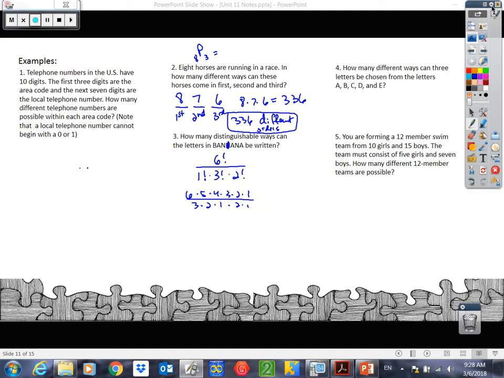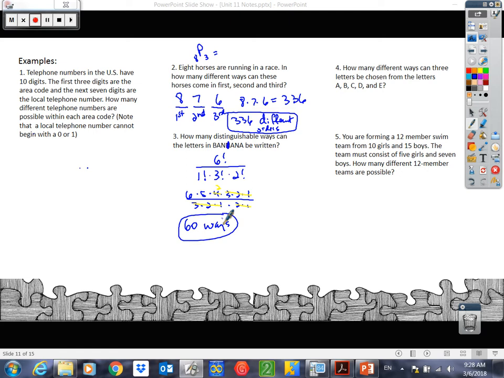Then we simplify. This 3, 2, 1 cancels with that 3, 2, 1. And this 2, 1 gives us just 2. So basically it's 10 times 6. And we can do 10 times 6 in our head, right? That's pretty easy. It's 10 times 6 or 60. So there are 60 ways that can be written.